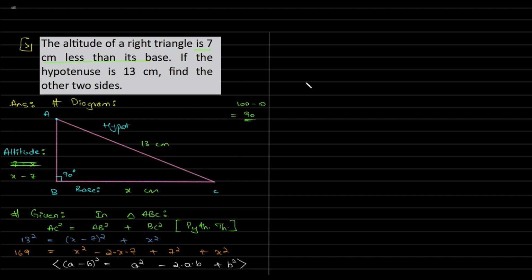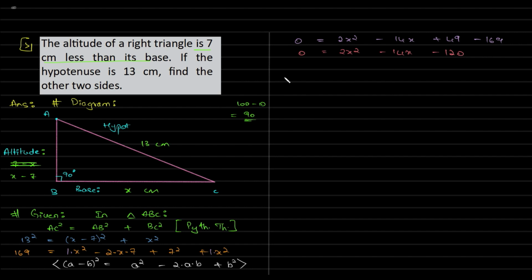So we have 0 is equal to x square plus x square, which is 2x square. 1 plus 1 is 2, minus 14x plus 49. I'm transposing 169, so it becomes minus 169. And now we have 0 is equal to 2x square minus 14x, and 49 minus 169 is minus 120.